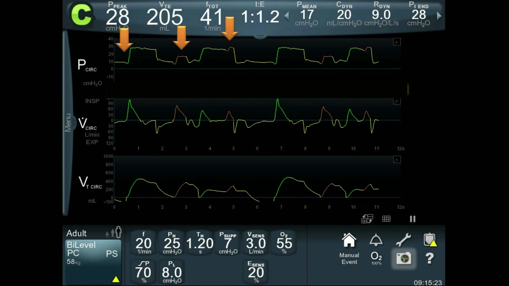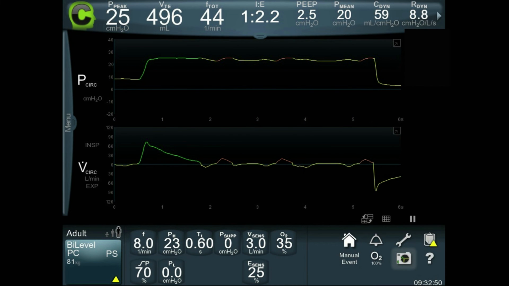So they're unassisted breaths. Now one thing I will point out to you here is that the pressure support has been set at 7 and the driving pressure is 17 on the pressure control breaths, and that's why the pressure support breaths are so small in comparison.